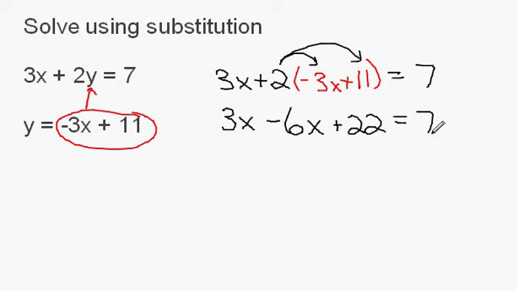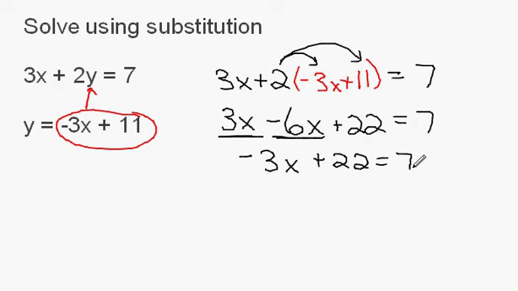Now from this point we need to combine like terms. Our like terms are our x's. We have 3x minus 6x. When we combine like terms, we do exactly what it tells us to do. So we have 3x minus 6x, which gives us a negative 3x, plus 22 equals 7.